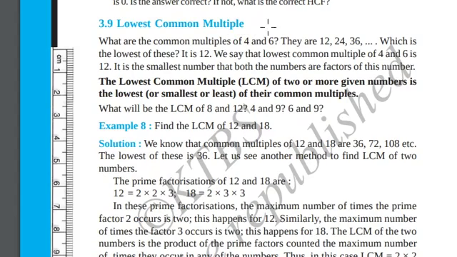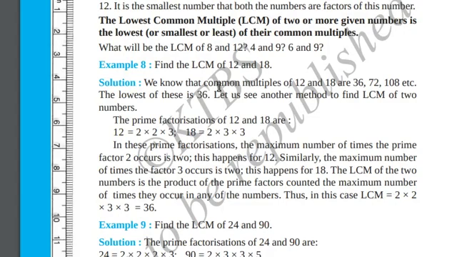Lowest common multiple, not factor. It is not possible to find the highest common multiple because multiples don't have an end. The list goes on and on till infinity. So we are finding the lowest common multiple. The lowest common multiple of two or more given numbers is the lowest, or smallest, or least of their common multiples.